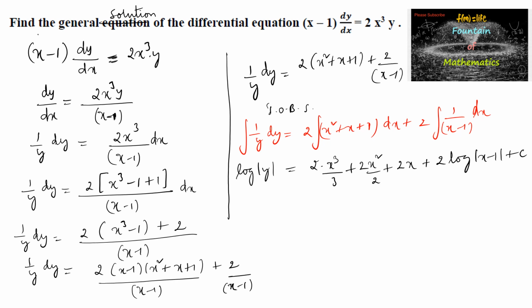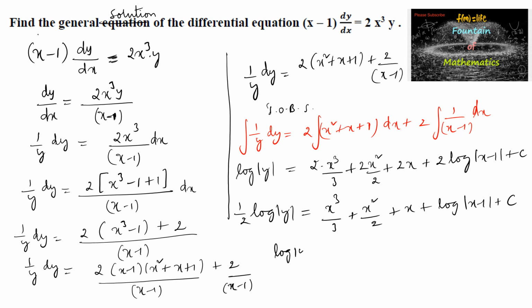So we can simplify. Since it is the question of general solution, you can leave the constant c. So 1 upon 2 log mod y is equal to x power 3 by 3 plus x square by 2 plus x plus log mod of x minus 1 plus some constant c, or log y square is equal to x power 3 by 3 plus x square by 2 plus x plus log mod of x minus 1 plus c can also be written.